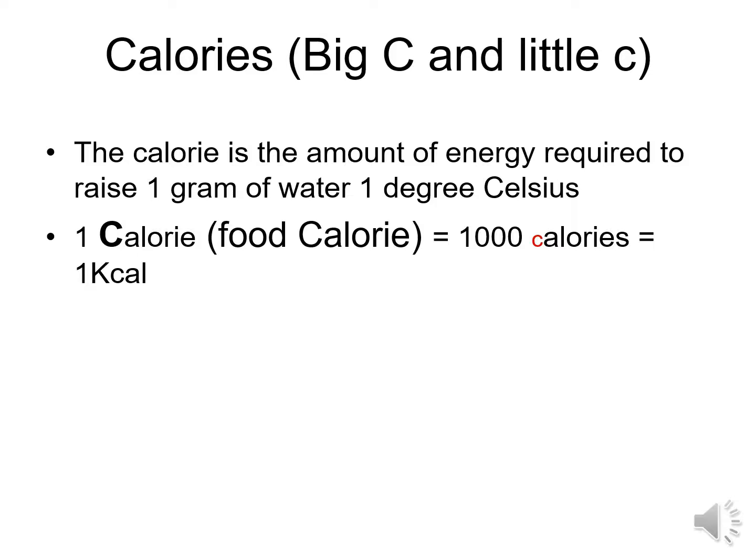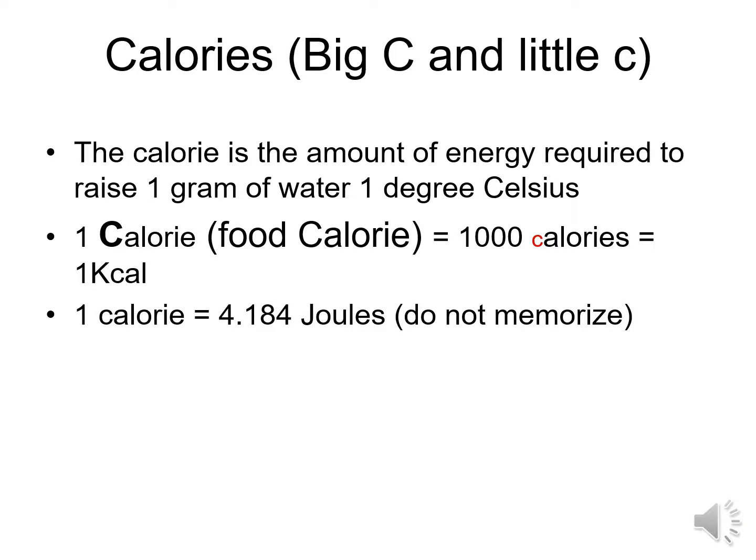Big C calorie is actually a food calorie. So if you think about counting calories in your diet, that's actually a big C calorie, and it's 1,000 little c calories. It's a kilocalorie, actually. It's still called a calorie, but by spelling it with a big C, we are designating it as a kilocalorie, or 1,000 times larger than the calorie that is the energy required to raise 1 gram of water 1 degree Celsius.